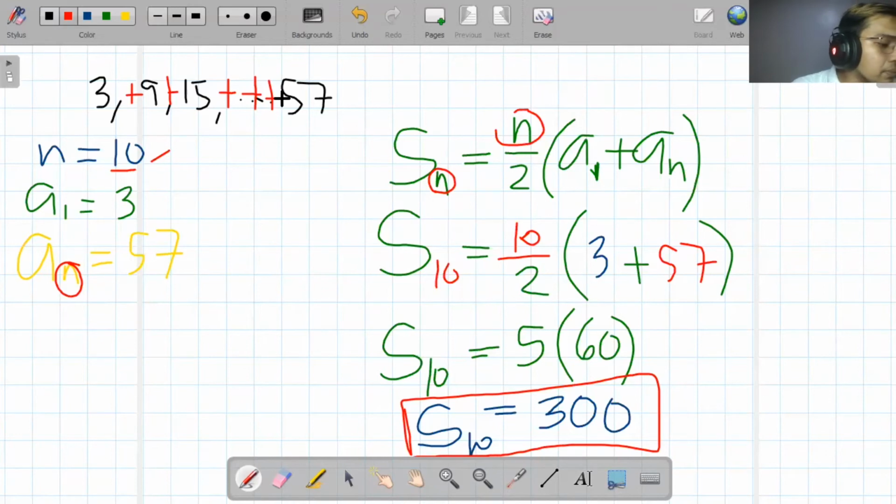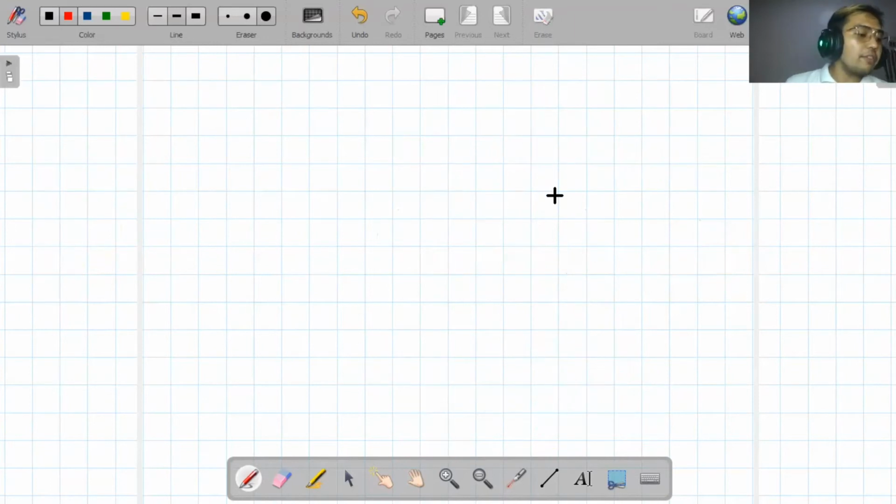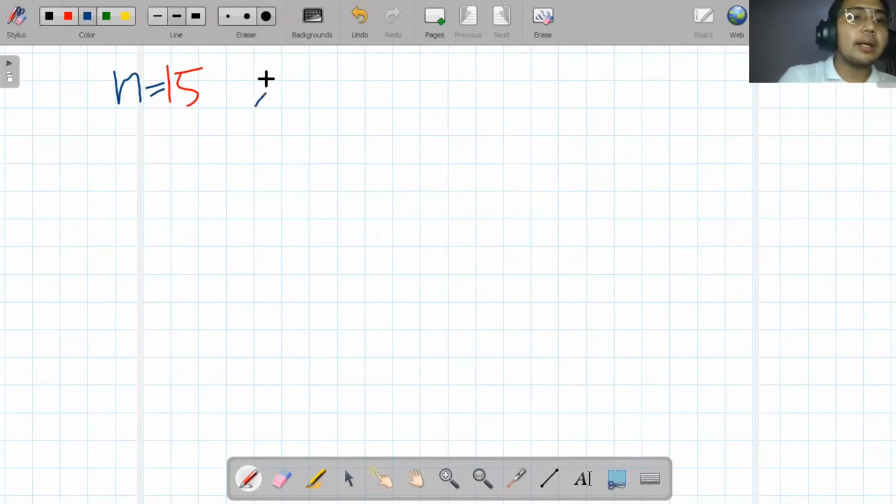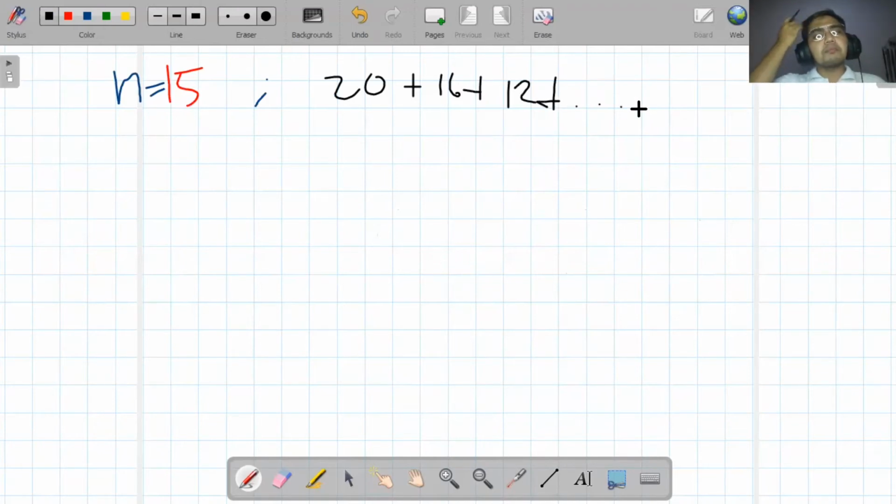Like for example, in number 2. For number 2, what we're going to use is a different formula this time because in number 2, we are asked to find the sum of the first 15 terms. So, on page 8, number 2, your n is 15, the number of terms to be added. And then, the given sequence is 20 plus 16 plus 12 plus and so on.